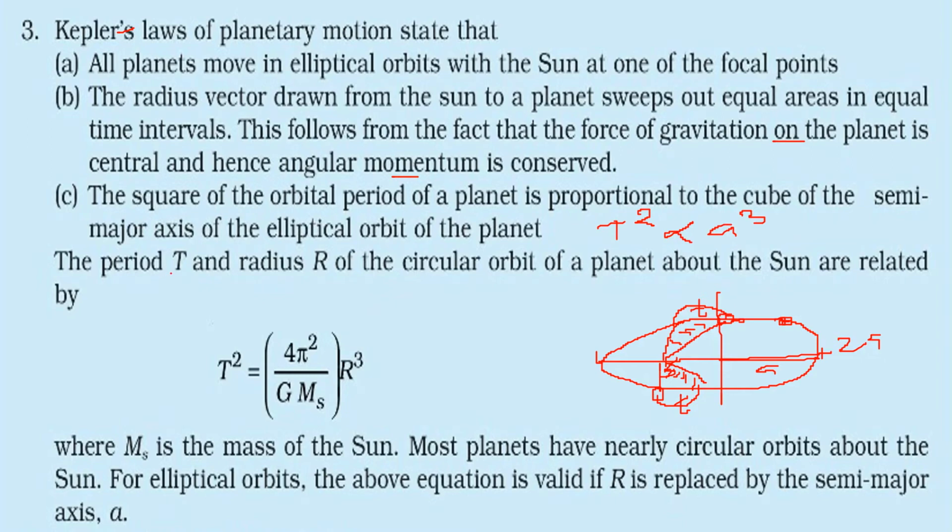The time period T and radius r of the circular orbit of a planet about the sun are related by this expression: T square is equal to 4 pi square by (G Ms) into r cube. This Ms is the mass of the sun, and most of the planets have nearly circular orbits about the sun. When we talk about an elliptical orbit, this equation is valid if r is replaced by the semi-major axis, that is, r cube is replaced by a cube.